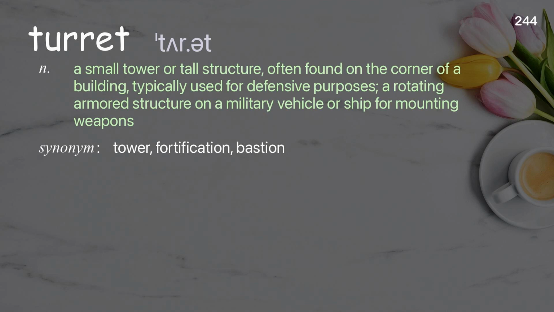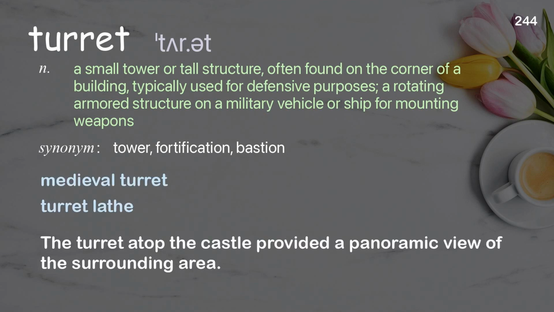Turret. A small tower or tall structure, often found on the corner of a building, typically used for defensive purposes. A rotating armored structure on a military vehicle or ship for mounting weapons. Examples: medieval turret. Turret lathe. The turret atop the castle provided a panoramic view of the surrounding area.